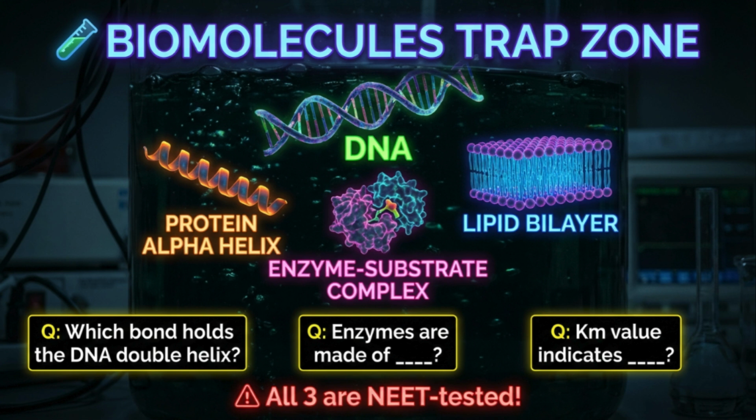Third and hardest, what does a low Km value for an enzyme indicate? It means high affinity. The enzyme doesn't need much substrate to reach half its maximum velocity. High Km means low affinity. This is a direct NEET concept. If you confused these, revise the enzyme kinetics graph right now.